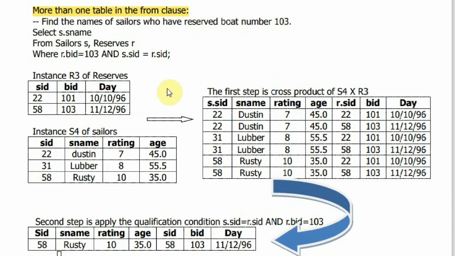So here I want to know the names of the sailors who have reserved boat number 103. So I need the reserves table as well as the sailors table. I don't want the boats table because the boat information I am getting from the reserves table. So two tables are involved, the sailors table and the reserves table. How am I writing the query?